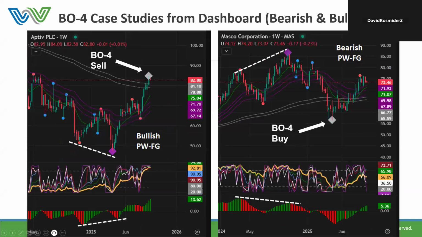And like we said earlier, we have both buys and sells. On the left, we have the breakout 4 sell, and on the right, we have the breakout 4 buy. And this is the logic. End of trend, price moves, price to wave, fill the gap, breakout 4 to continue the trend. And on the right, price to wave, retracement, fill the gap, breakout 4 to continue the trend.